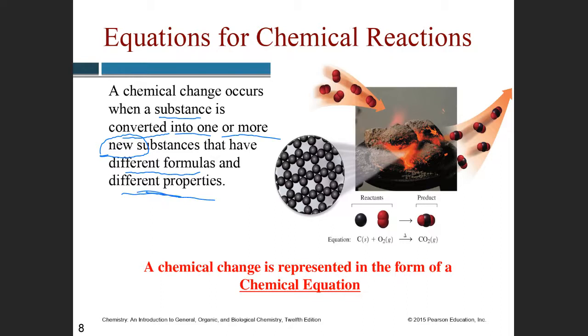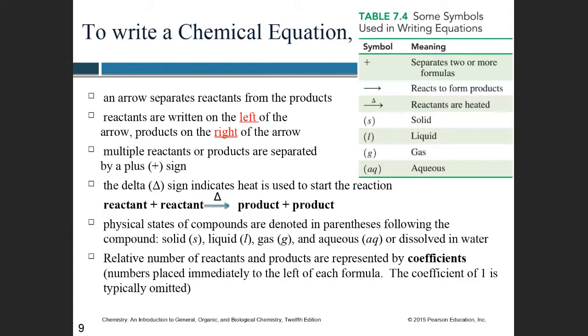For example, when the carbon reacts with the oxygen to give carbon dioxide, the properties and the chemical formula of the carbon dioxide are different from the initial reactants. Okay, so let's talk about the chemical equation, which represents a story about the reaction. The chemical equation is how to write how the reactants react and the chemical reaction takes place.